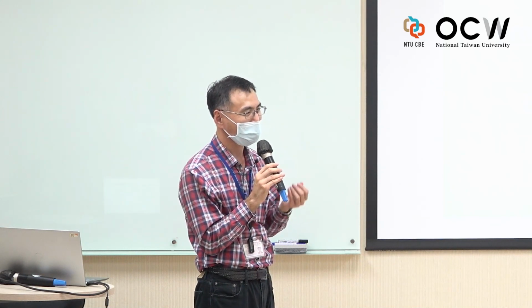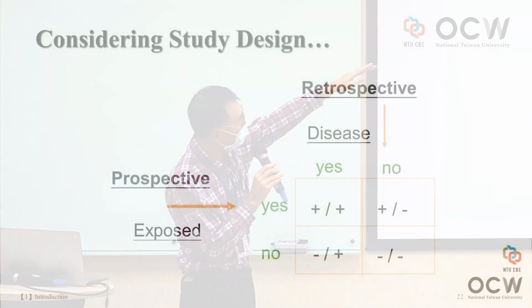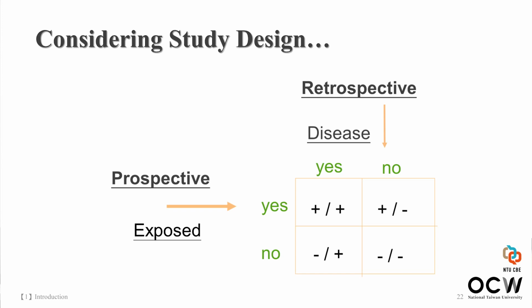The key point is to check the timing of the measurement. Okay? So if we look at the thing in a retrospective way, which means that we know the outcome, the disease status, okay? And then we just try to trace back to what they were exposed to before they got the disease, or at the same moment. That's the so-called retrospective, look backward.